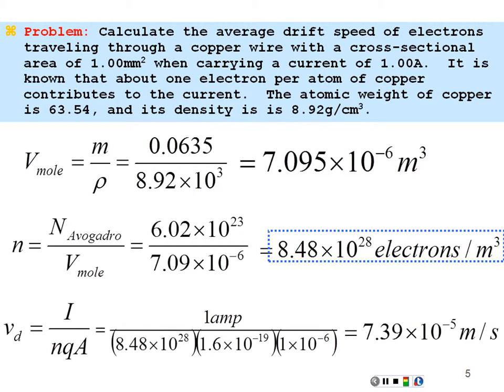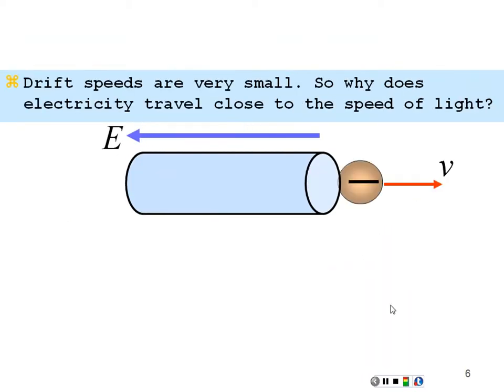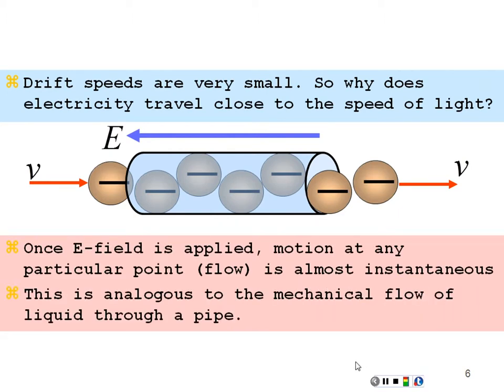So the electricity is basically near the speed of light, because the action of moving that charge past a point right there is almost instantaneous. But the actual movement of the charge carriers is pretty slow, 4 hours for 1 meter. How about that? So you won't see this diagram in your book, but it kind of illustrates that point, that the electron flow is kind of like the mechanical flow of water through a pipe.